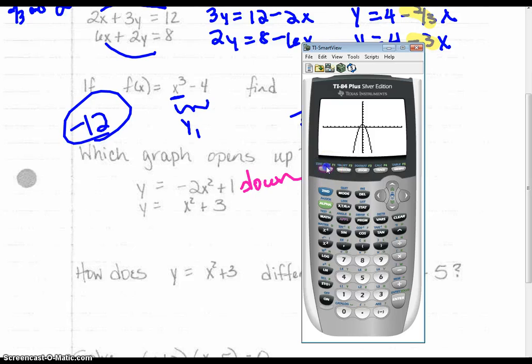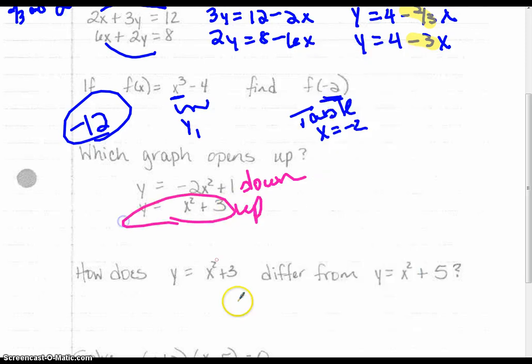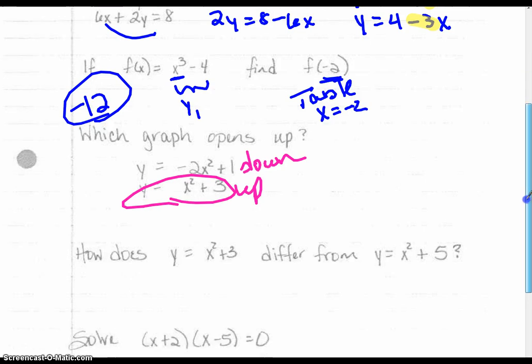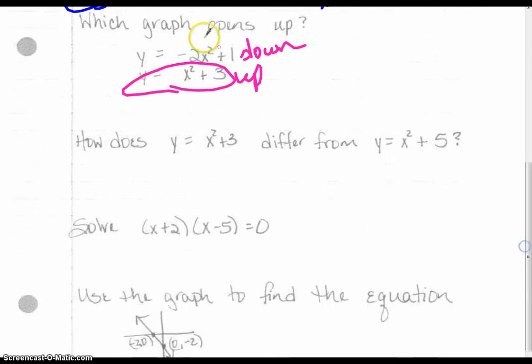Then we go back to y1, clear it out, and put in x squared plus 3. We look at our graph, and the open part is up at the top, so it opens up. This is your answer. The way you can tell by just looking at the equation is that a negative is going to open down and a positive is going to open up. But if you're not sure, put it in y equals and look at your graph.